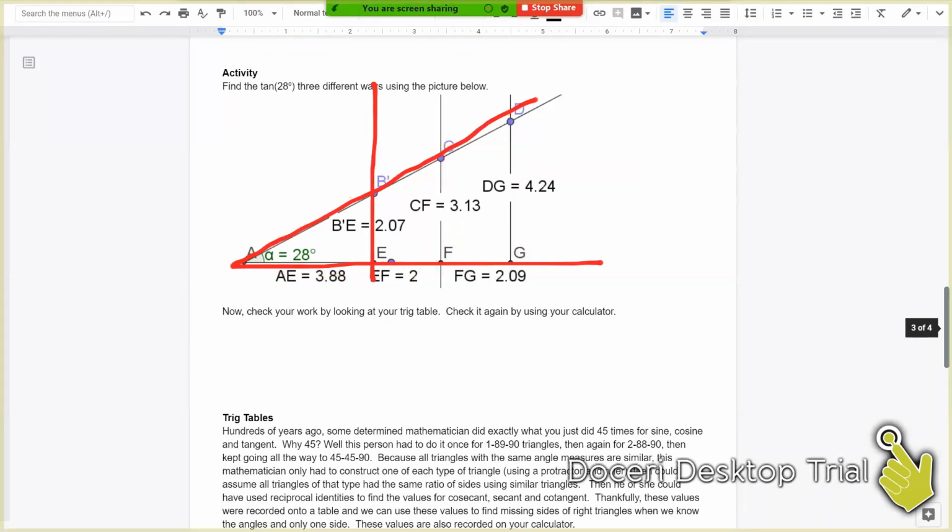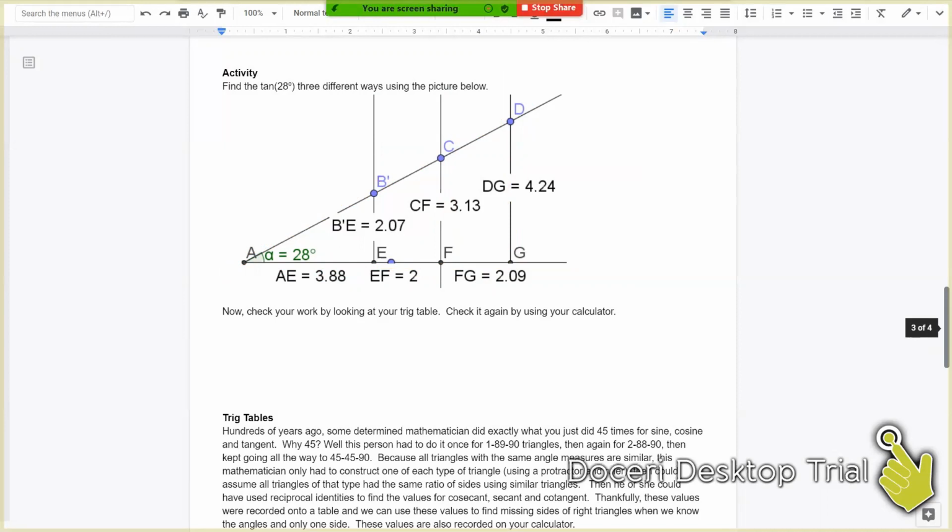So what I want you to do in this activity is first, look at the red triangle and find the tangent of 28 degrees. And then look at the orange triangle and find the tangent of 28 degrees. All right, then look at the yellow triangle and find the tangent of 28 degrees. All right, so if you want to pause the video and try that, and then we'll summarize it together, that would be a good time to do that.